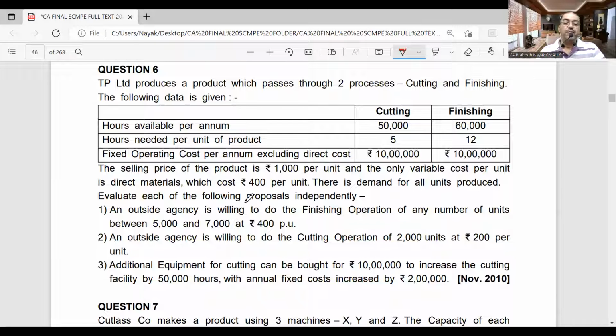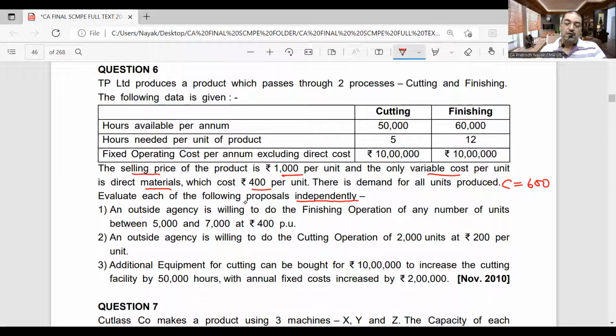The selling price of the product is 1000 rupees per unit, and the only variable cost per unit is direct materials, which cost 400 per unit. The selling price is given to you as 1000, variable cost, which is direct materials, 400. So contribution will be equal to 600. Evaluate each of the following proposals independently, separately. That means they are not related to each other.